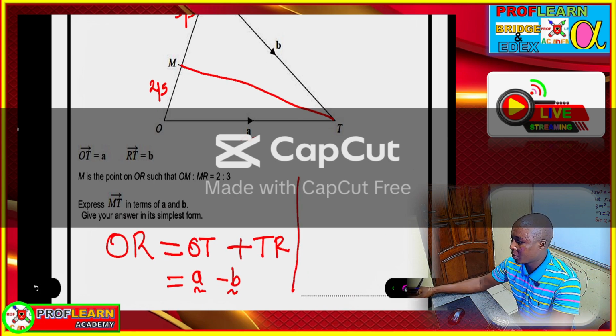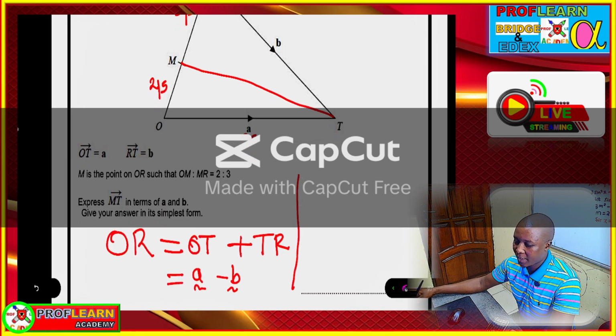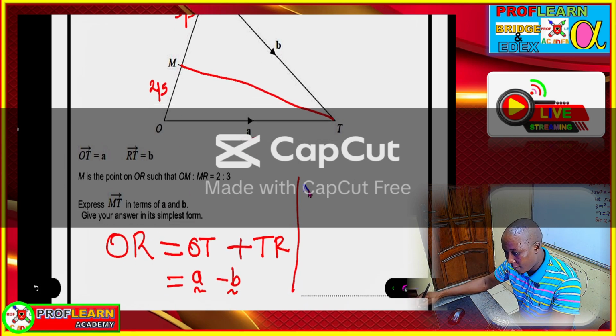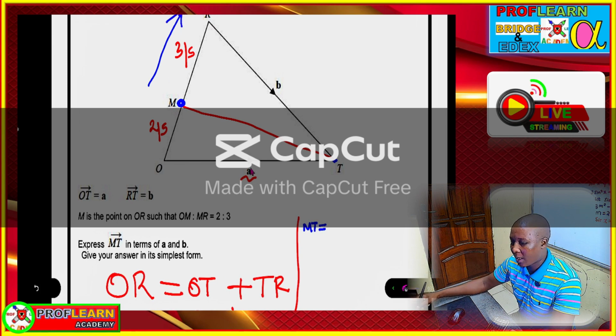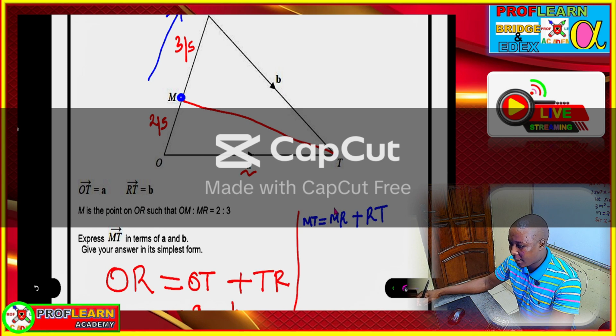Then we can figure out how to find MT. Now, our MT is going to be, we are moving from M and you will end up at T. So since I found OR, let me use this route. I'll move from M to T. I'll use the route M to R plus R to T.